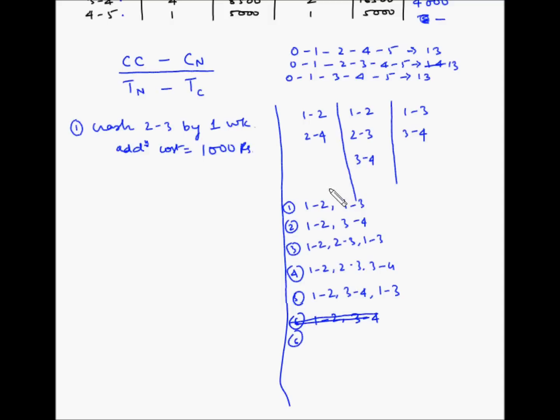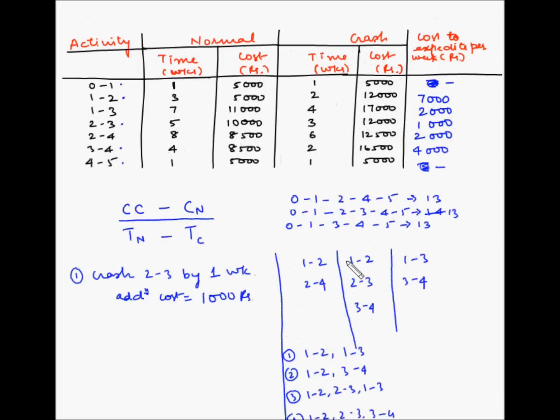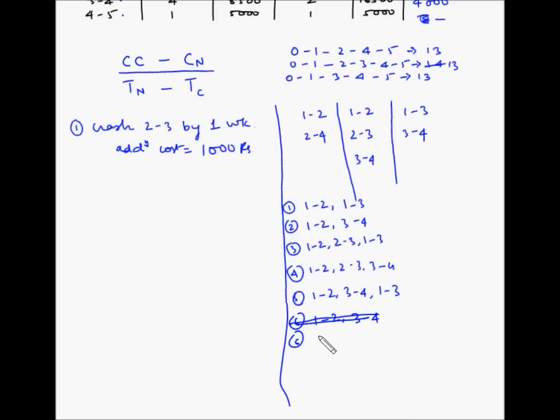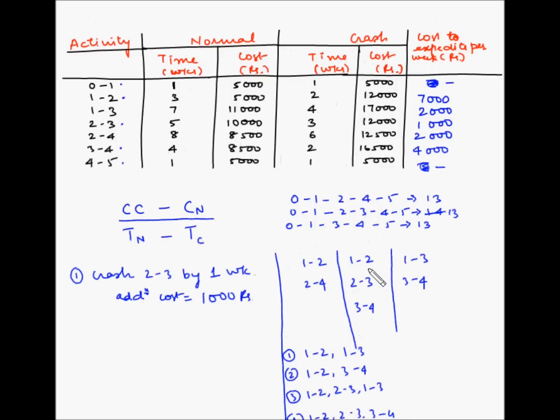So now let's move to 2 4. So 2 4, 1 2 and 1 3. Next is 2 4, 1 2 and 3 4.